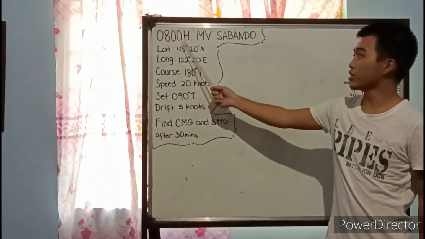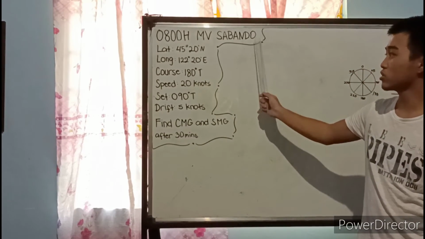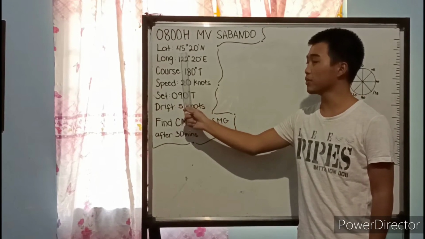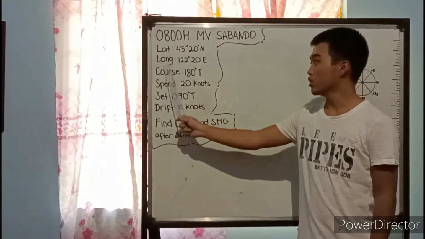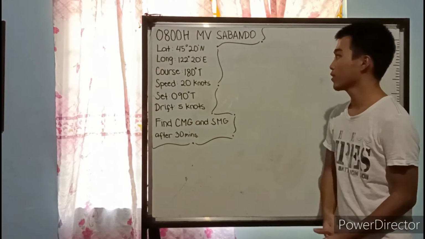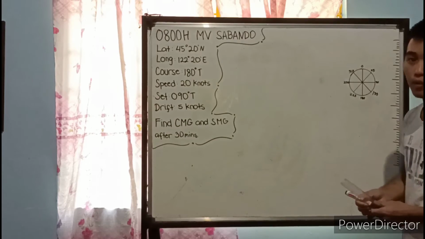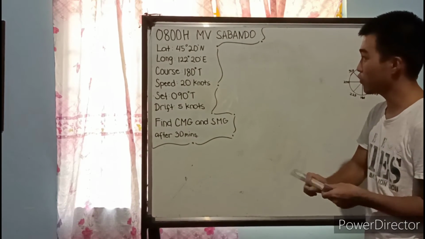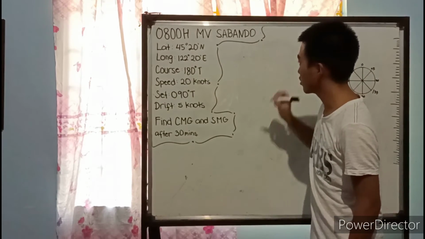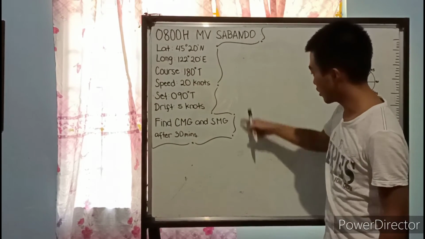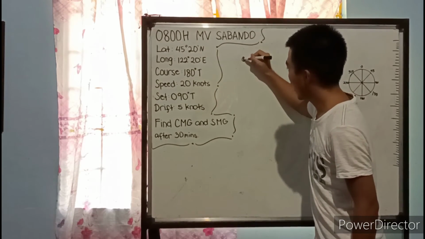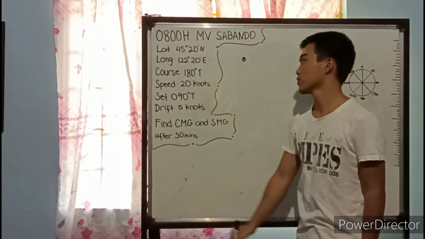At 0800 hours, MV Sabando's current position was latitude 45 degrees 20 minutes north, longitude 122 degrees 20 minutes east. So for example, if we have a chart, we're going to find the latitude. For example, the latitude was here, then the longitude was found here. So this will be our current position at 0800 hours.